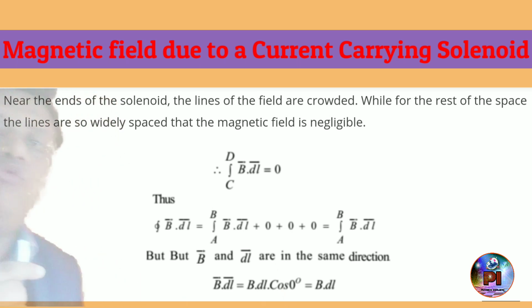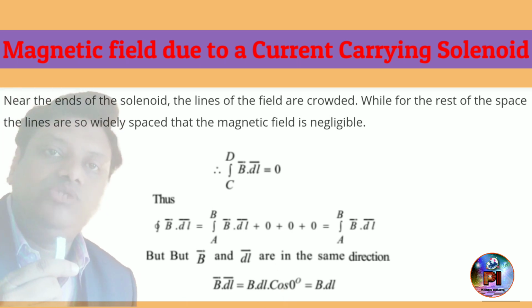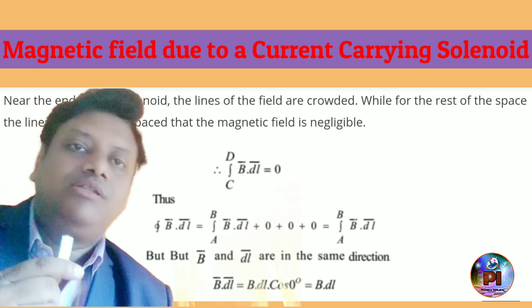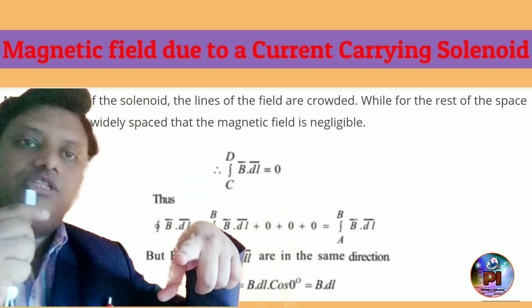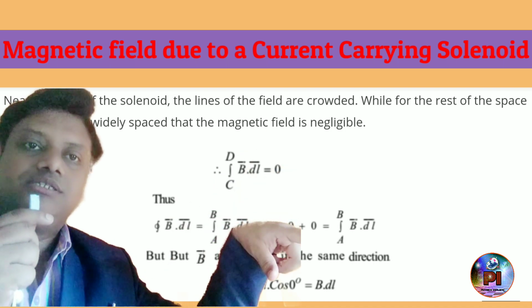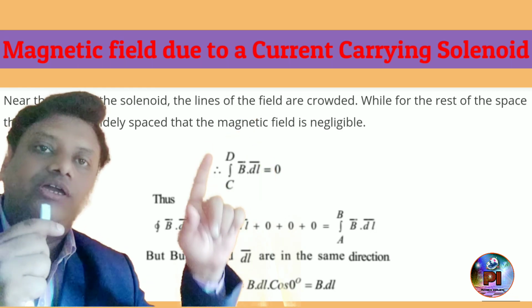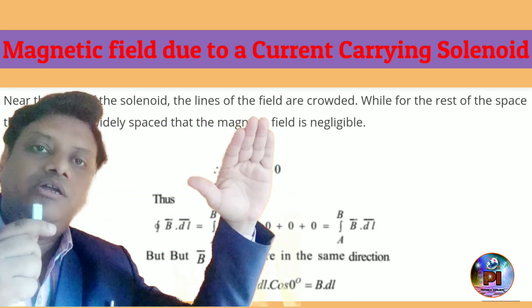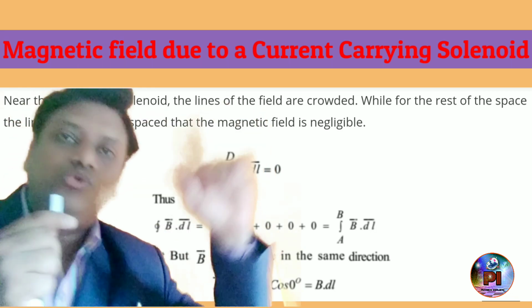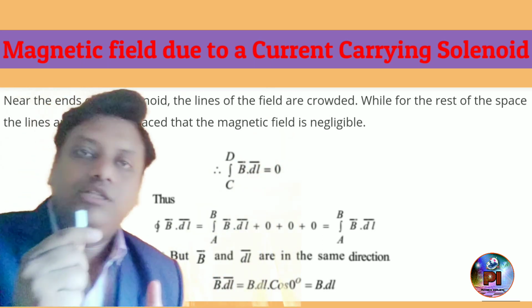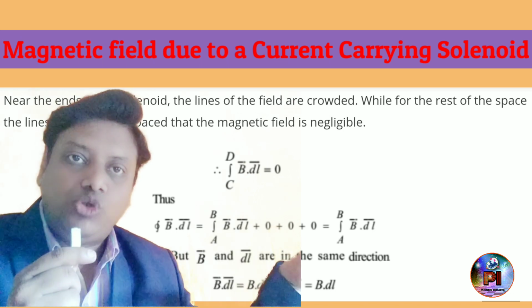Now we are having four cases: A to B, B to C, C to D, and D to A. Out of these, the perpendicular ones are cancelled. For this one and this one, they are cancelled since the angle is 90. This one is outside, that is the upper one. You can see the figure again. The upper one, that is C to D, is also cancelled. Now we are left with only that part which is along the axis of the solenoid, that is A to B.